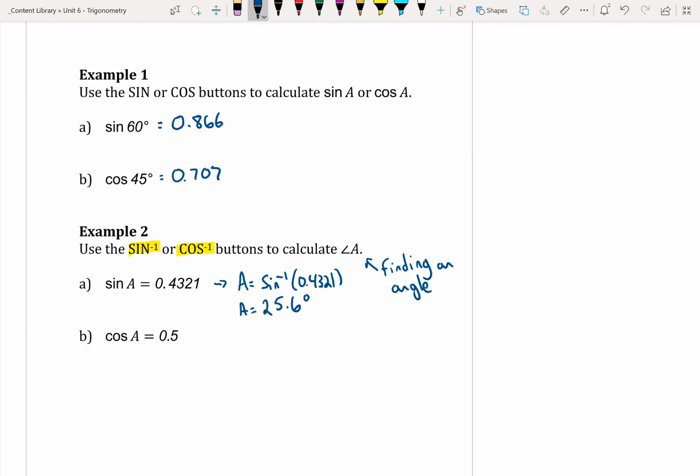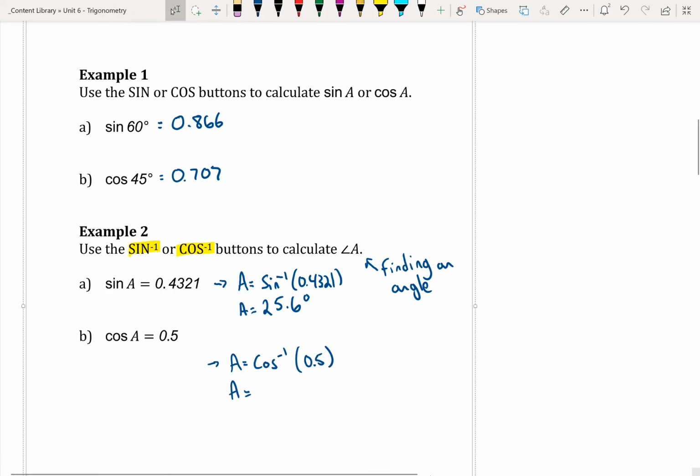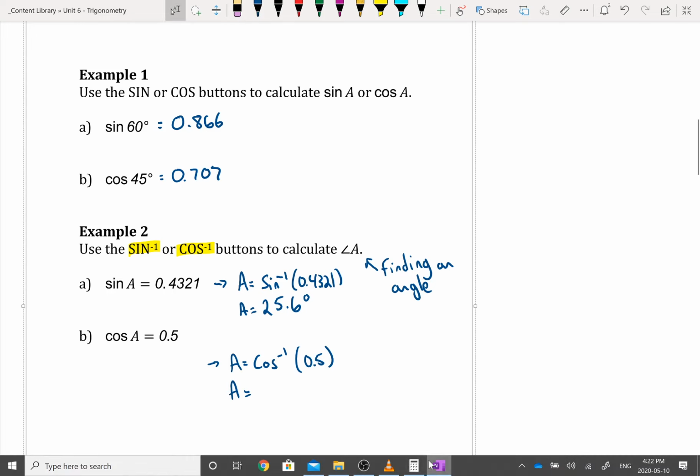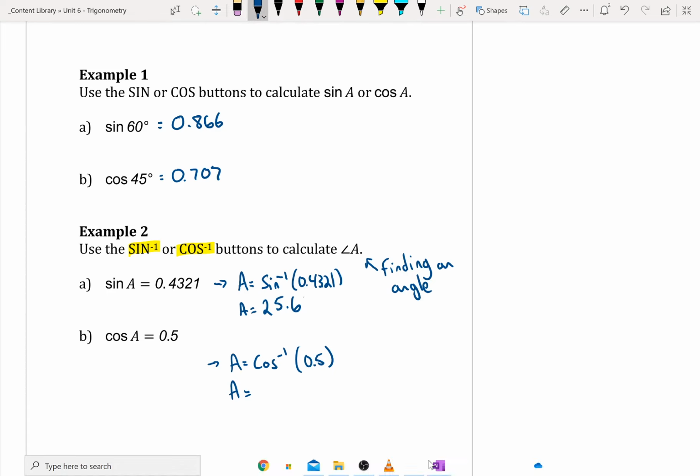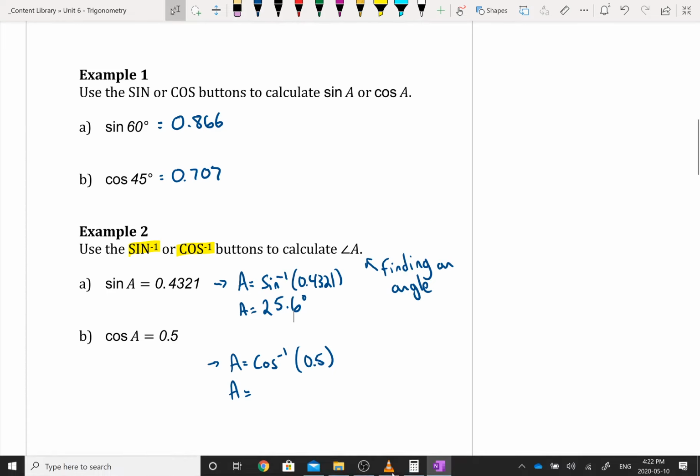If I go to the next one with cosine, again, I'm going to do cosine -1. Basically, again, I'm solving for the angle. So I'm looking for angle A. If I get rid of the cosine, it becomes cosine -1 on the other side, with my ratio, or that number that's already there, 0.5. And I'm going to do something similar to what I did before. Let me just make that degree sign smaller so we don't get it confused with the 0.